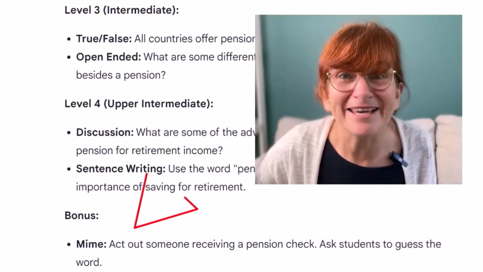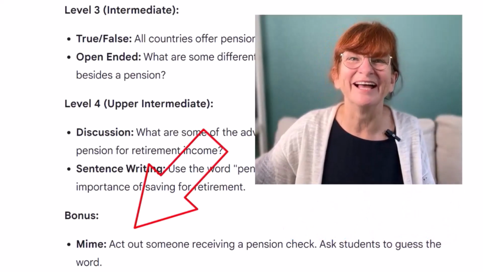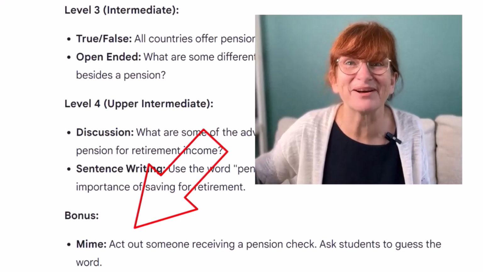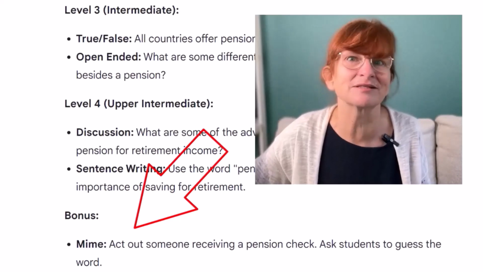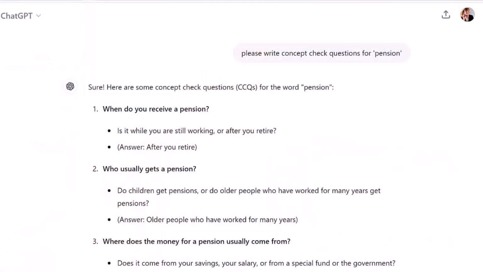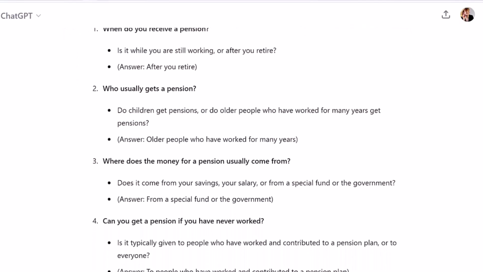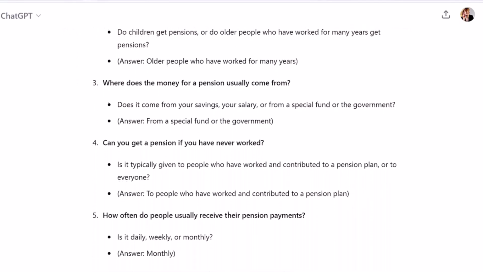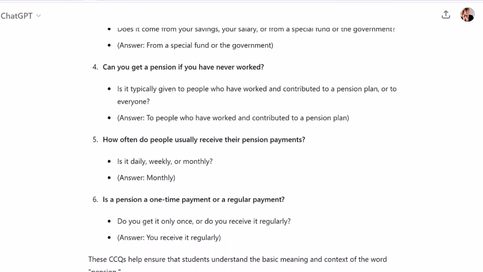I hate the bonus idea. How are you supposed to act that out? Don't do it. I asked ChatGPT to do the same, and this is what I got. And although it's maybe over-egging the pudding, these definitely cover the meaning of pension.